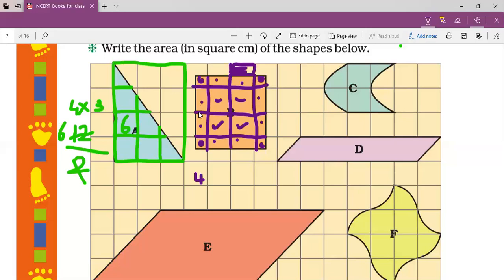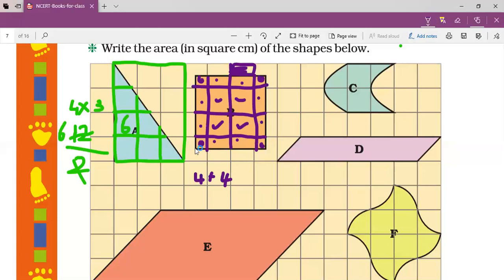So how many squares did we get? Half of 1, half of 2, half of 3, half of 4. So how many squares will we get here? 4, because we are adding 8 halves. See, 1, 2, 3, 4, 5, 6, 7, 8. 8 halves are there. So we got 4 complete squares.